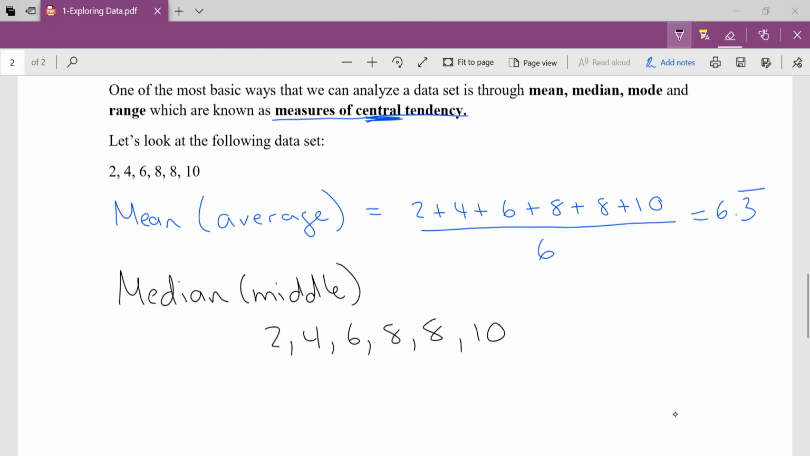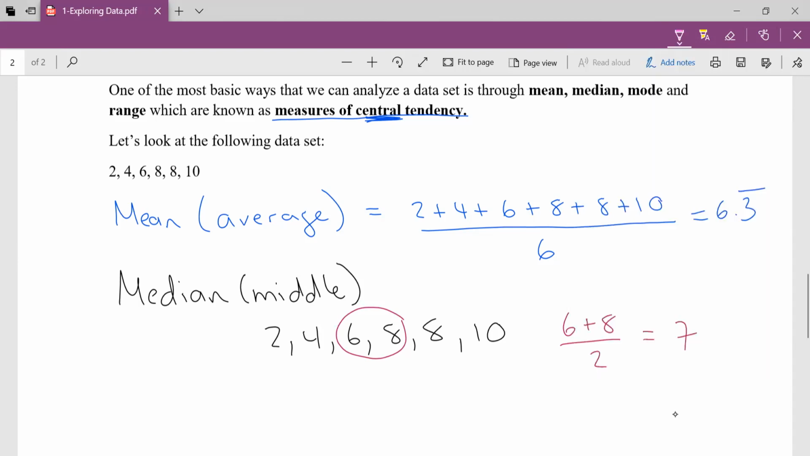So when you have an even amount of data values and you want to find the median, what you're going to do is take the 2 middle ones and find the average of the 2 middle ones. So in this case, we're going to get 7. So that's our median.